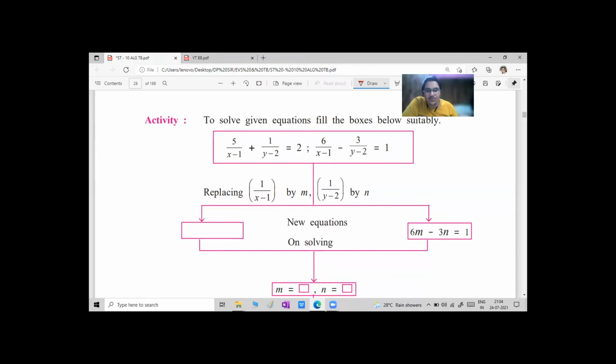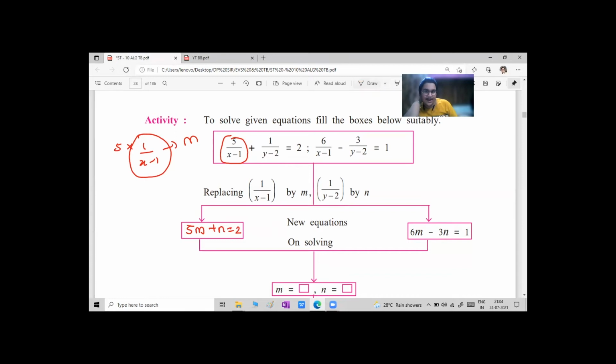Now here, if you look carefully, this is 5 into 1 upon x minus 1, isn't it? So this 1 upon x minus 1, they are resubstituting it as m. You are replacing it by m. Similarly, in this case, 1 upon y minus 2 is substituted by n. So what is going to be my equation? My equation will be 5 into m plus n is equal to 2.